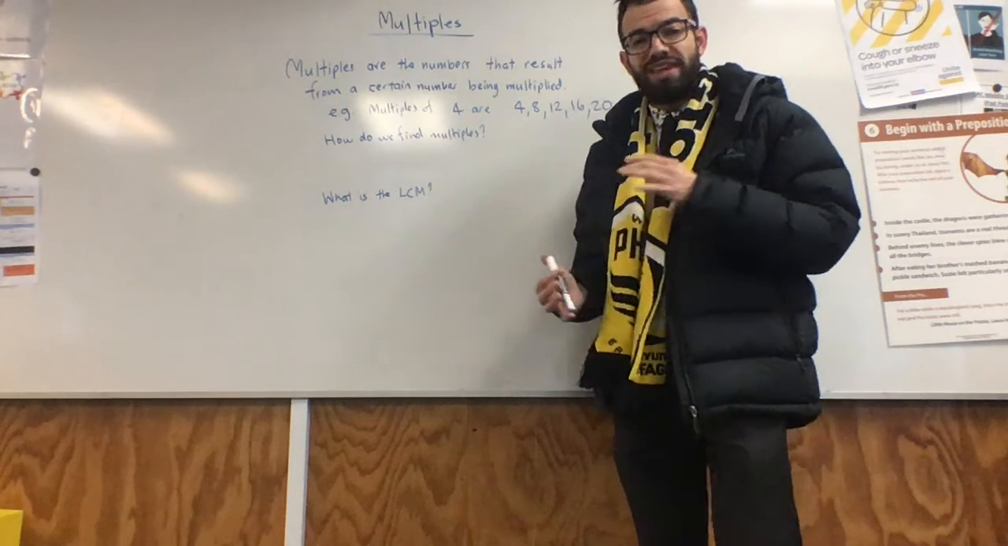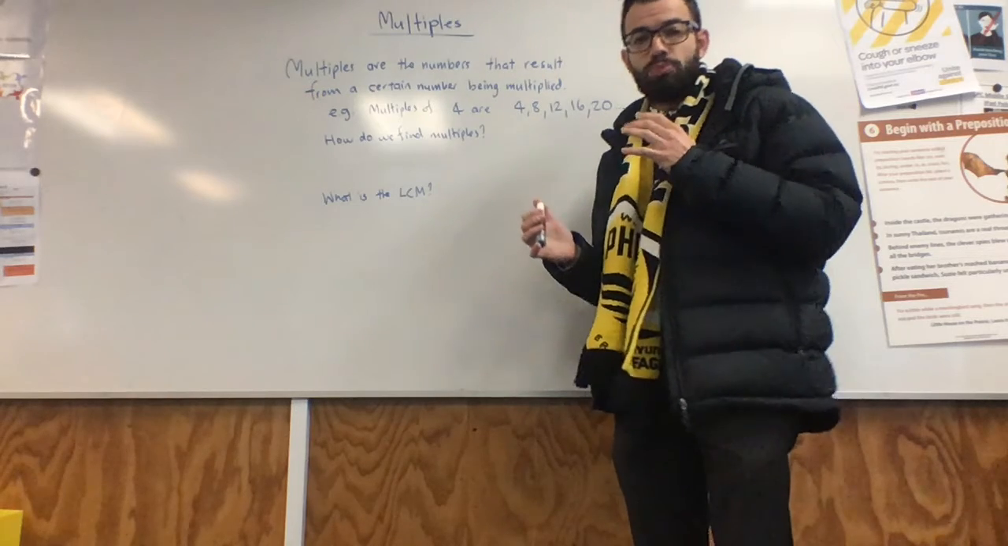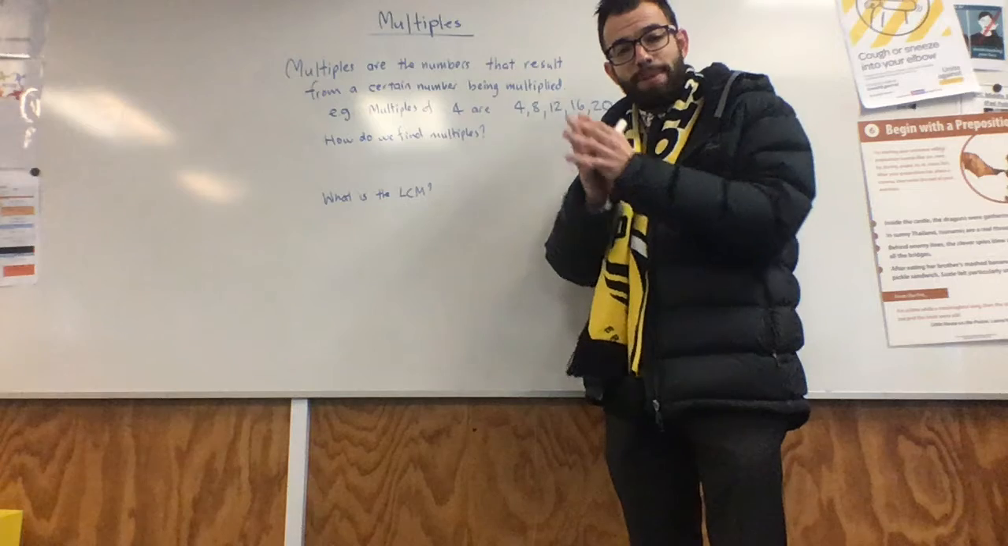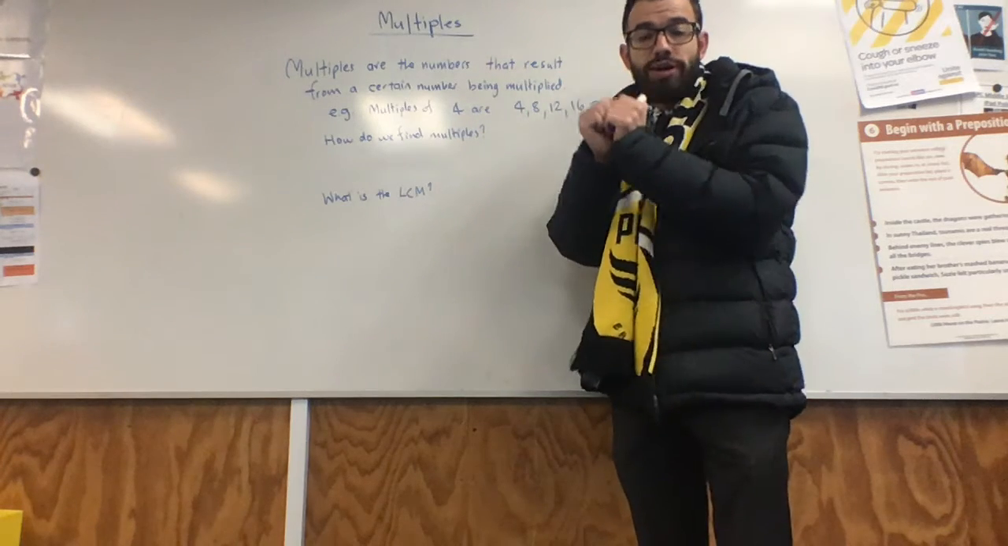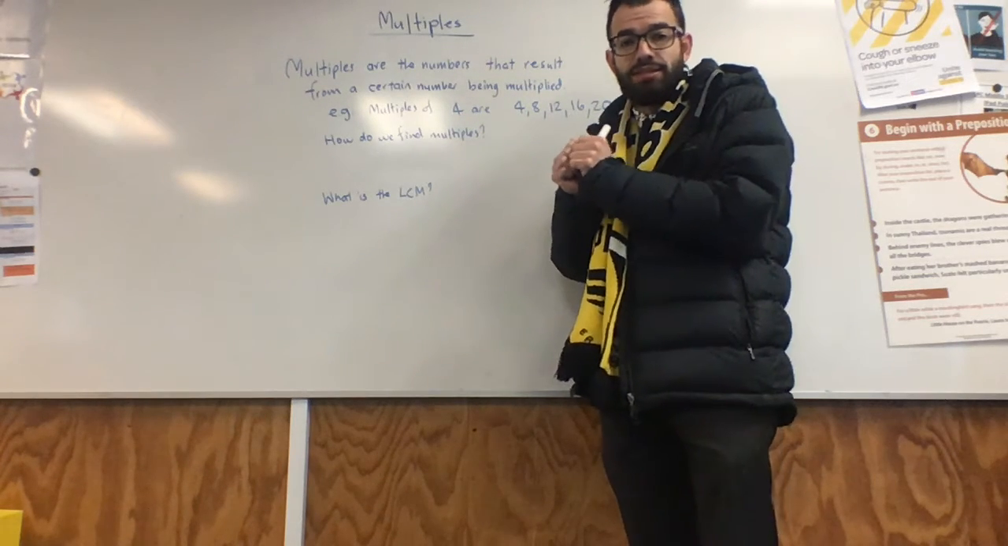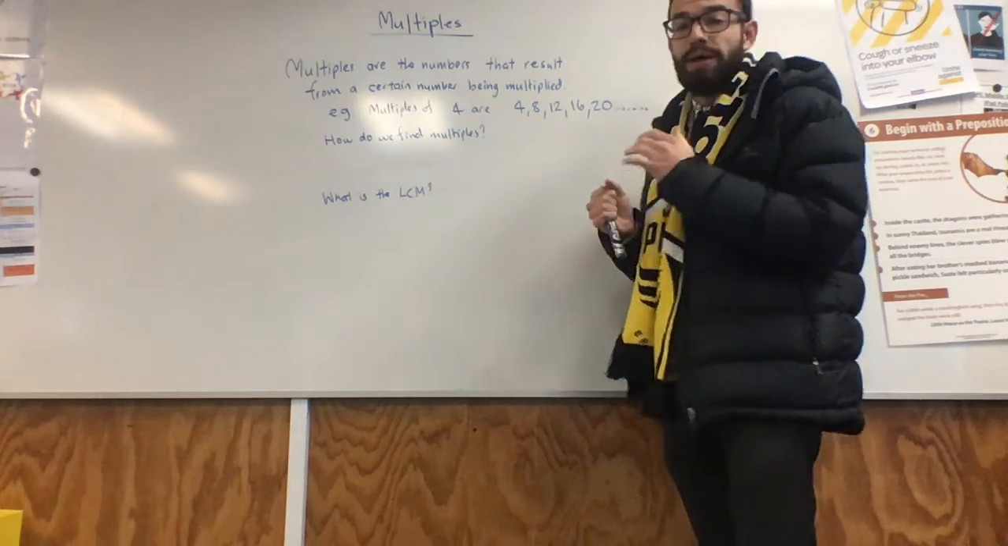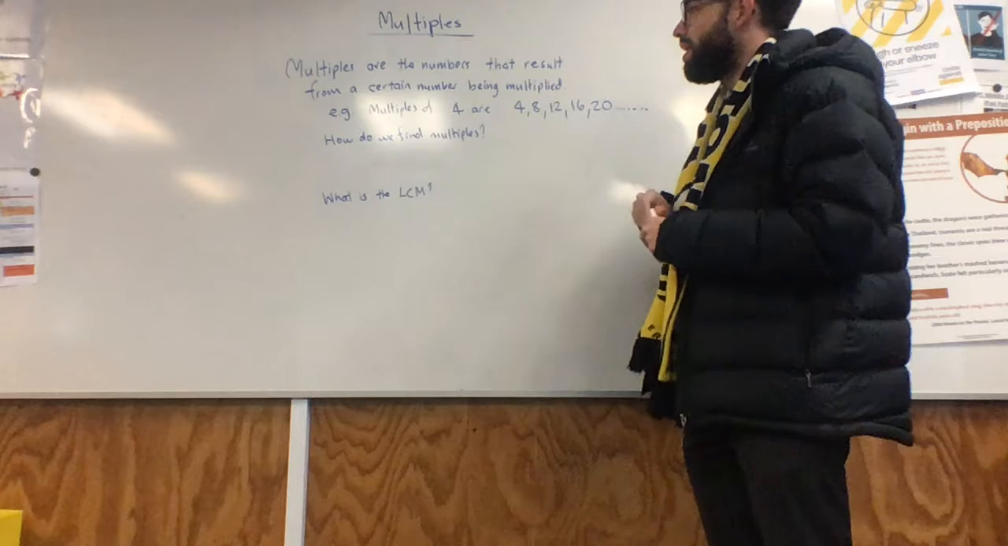Multiples and factors have some similarities, but they are obviously quite different. Multiples, we are trying to make our numbers bigger. Factors, we were trying to make our numbers smaller and find our bases. So multiples are numbers that result from a certain number being multiplied. It's a bit of a mouthful, but we've got an example.